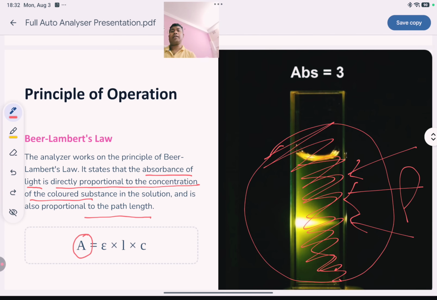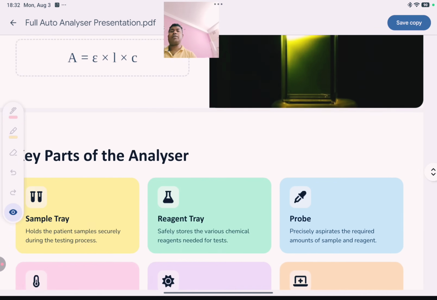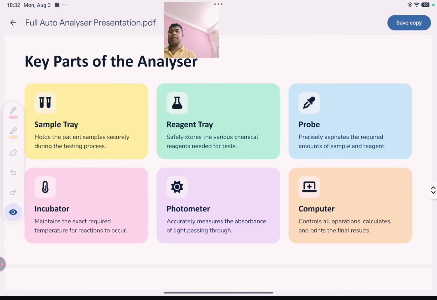So I will now go to the key parts of the analyzer. A biochemistry auto analyzer, that is an automatic analyzer, consists of a sample tray. You all know that the sample tray holds the patient sample securely during the testing process. As we need a tray in everyday life to hold something, a biochemistry analyzer holds the patient sample securely during the testing process.